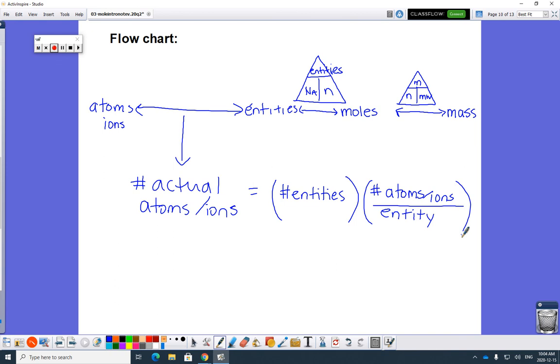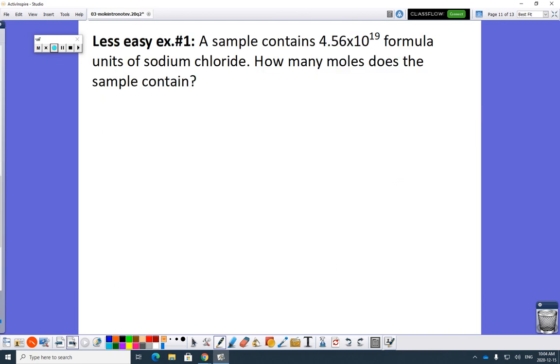Okay, so this one, we are given the formula units, which again, your textbook just specifically uses for entities, because sodium chloride is an ionic compound. How many moles does the sample contain?